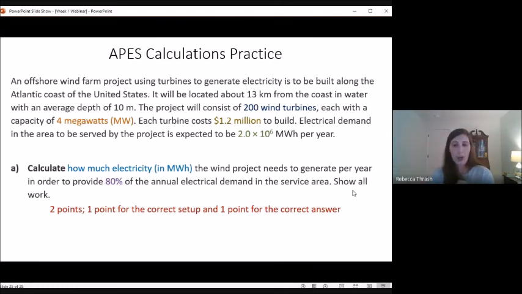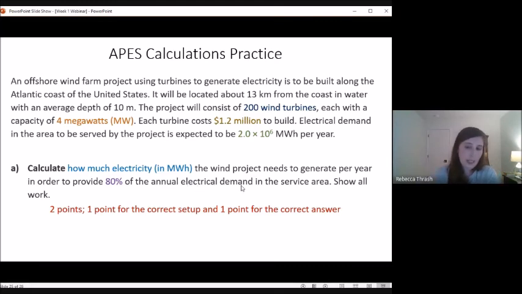All right, so how are we going to approach this problem? First step is determine where you're starting from. Okay? We're going to start from 80% here because we need to know how much generation is required for only 80% of the annual electrical demand.